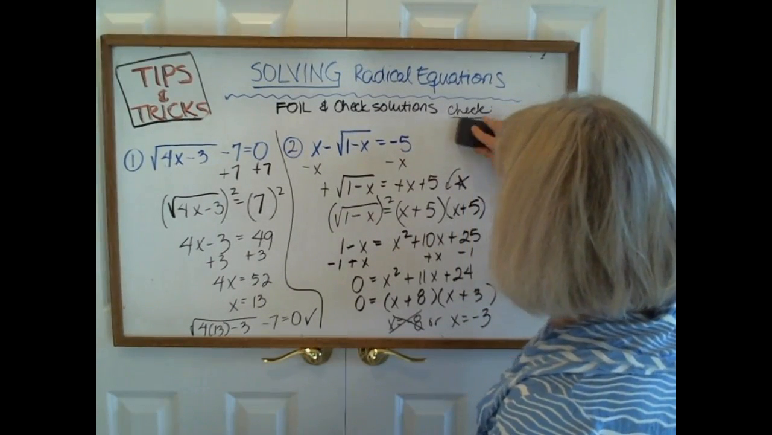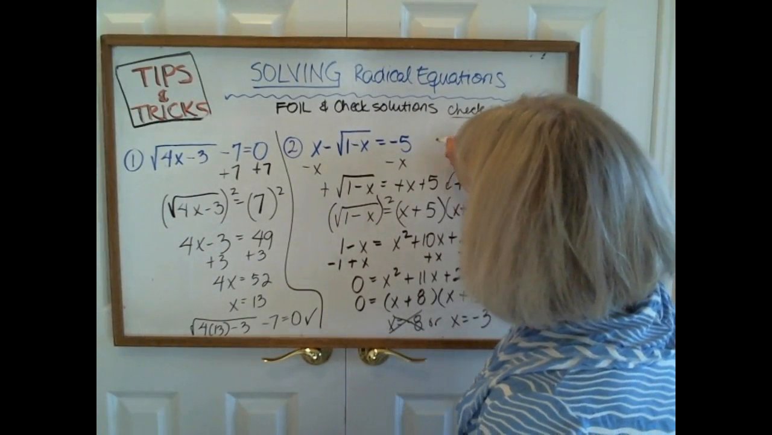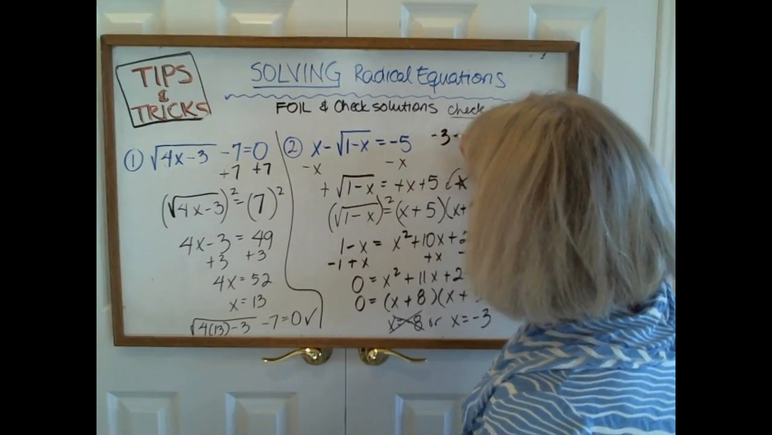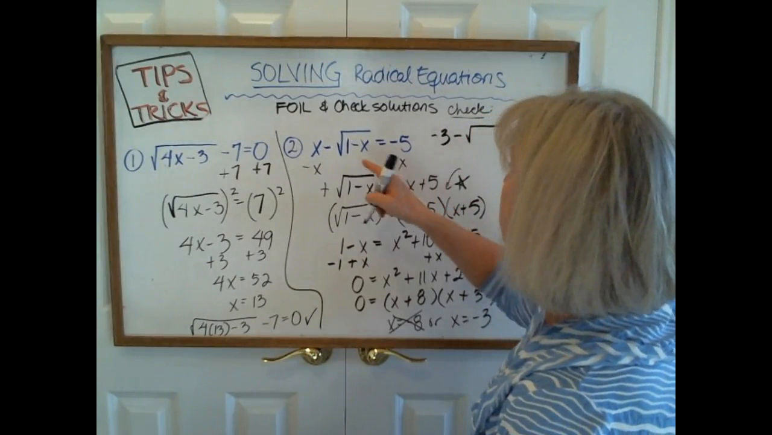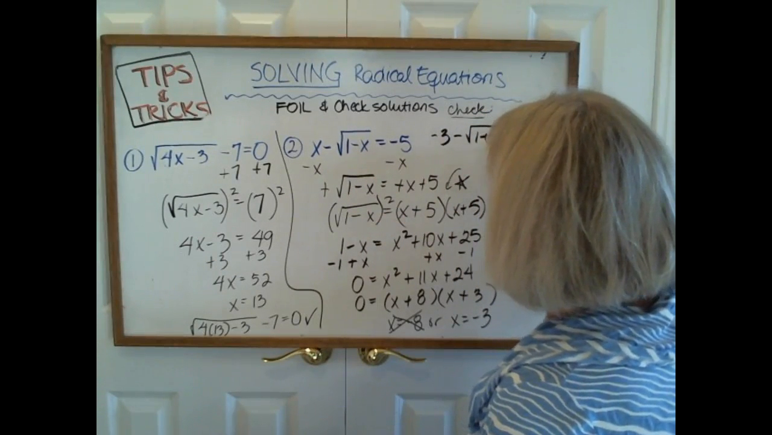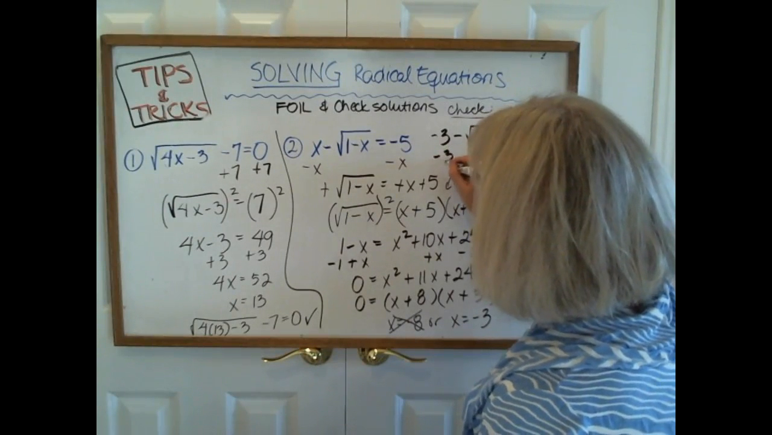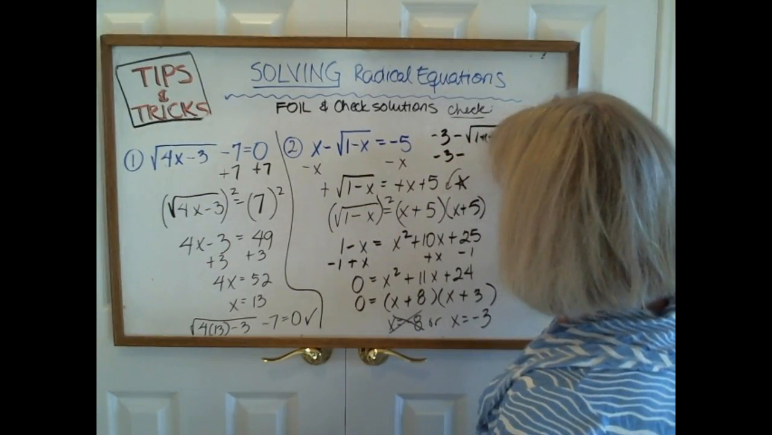So the negative 8 didn't work. So I'm going to try the negative 3. So we have negative 3 minus the square root of 1 minus negative 3 equals negative 5. So we have negative 3 minus, and these again turned into pluses.